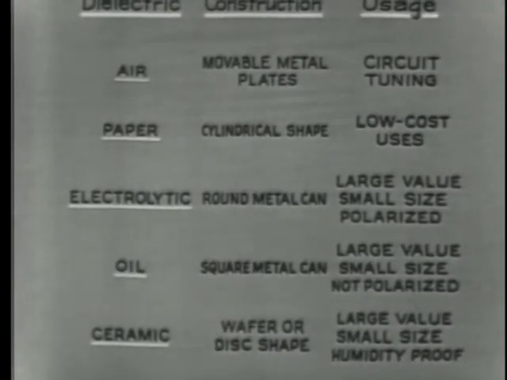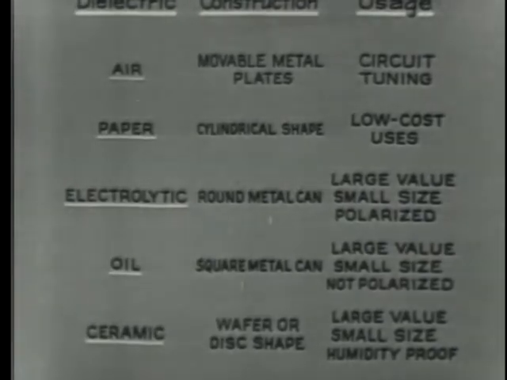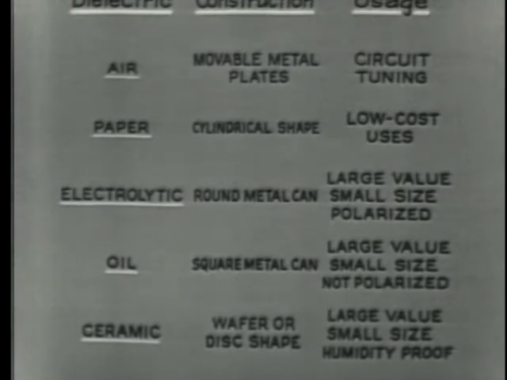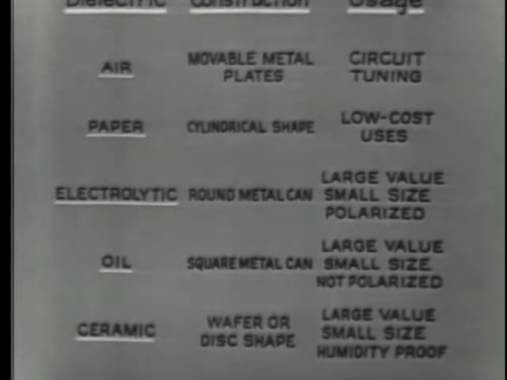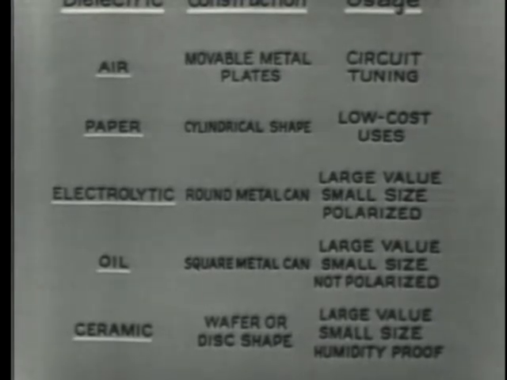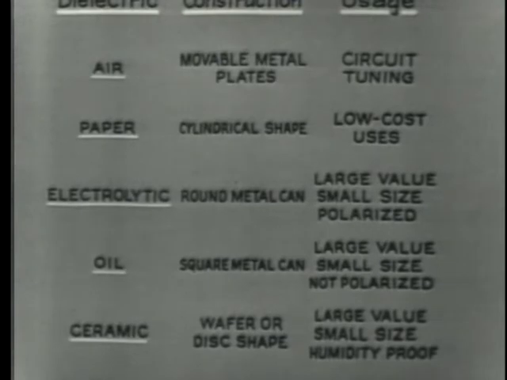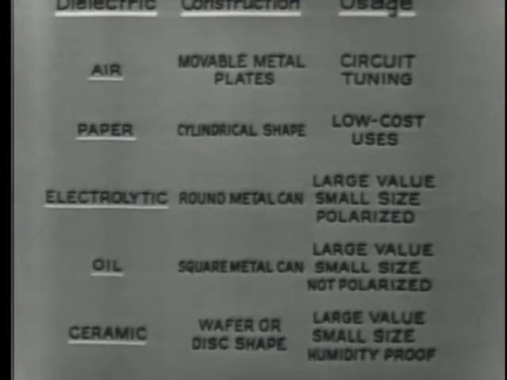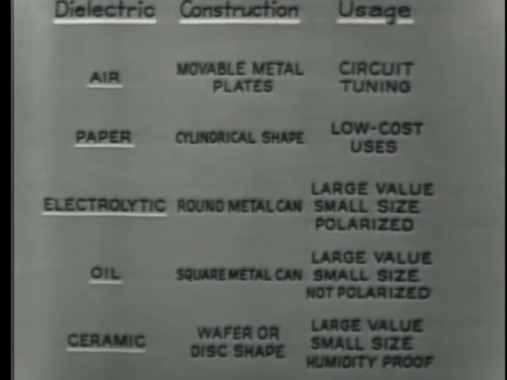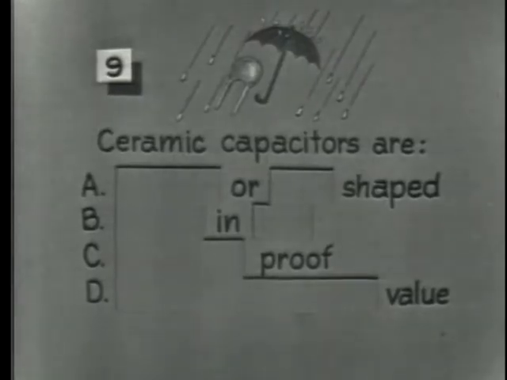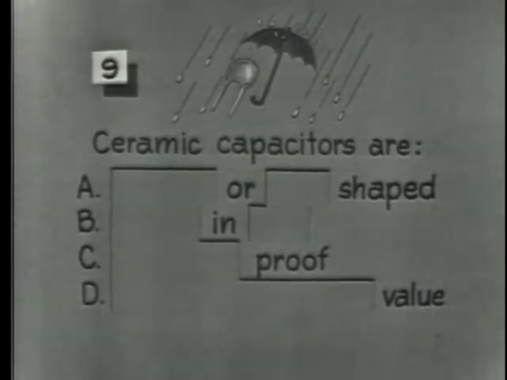Now we have discussed five different capacitors: air, paper, electrolytic, oil, and finally, the ceramic. The ceramic capacitor is wafer or disc shaped, small in size, and has small capacitance, and is humidity proof. Now complete number 9 on your response sheet.